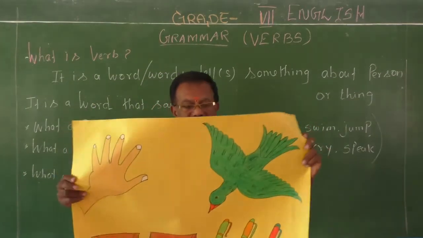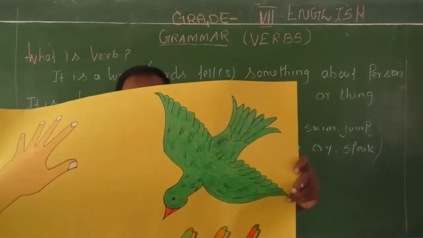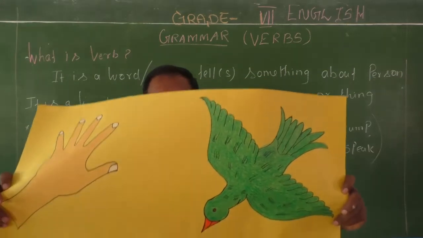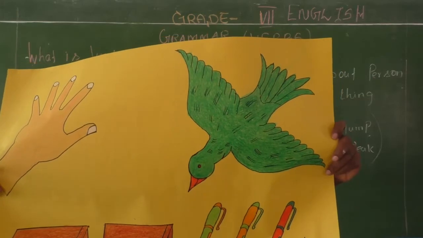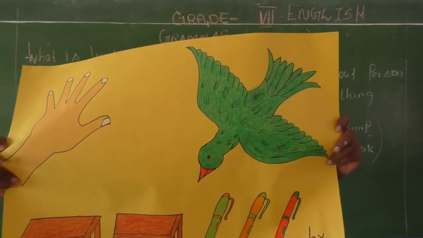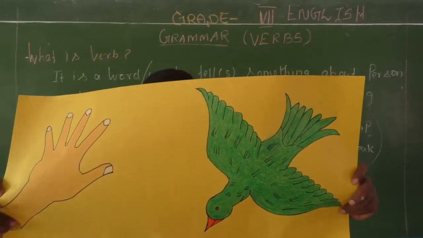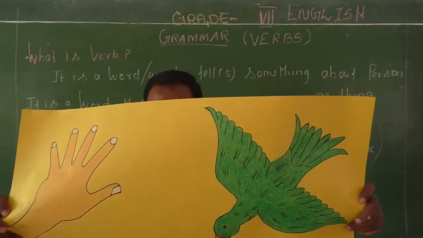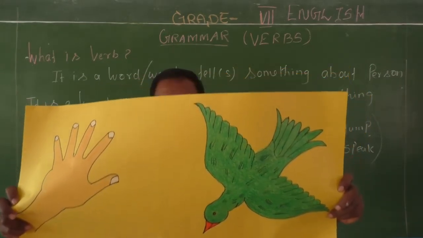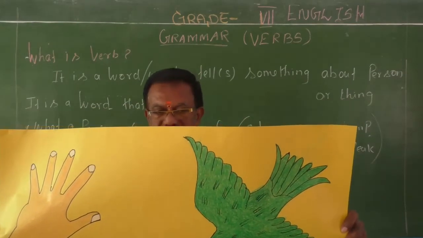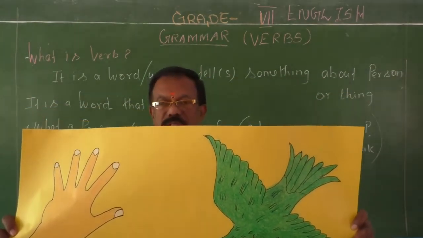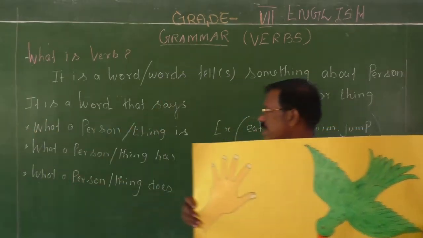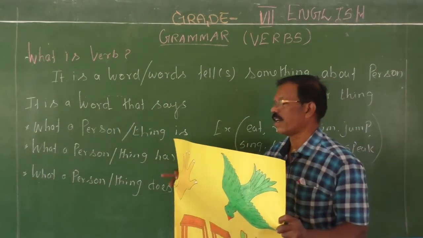This is a picture of a bird. The bird has two wings. Hand has five fingers. Bird has two wings. So what does a hand have? It has fingers. What does a bird have? It has wings. So this is the second important function of a verb. A verb says what a person or thing has.